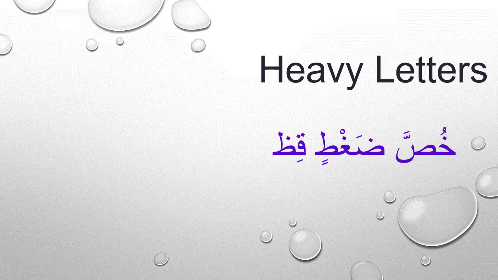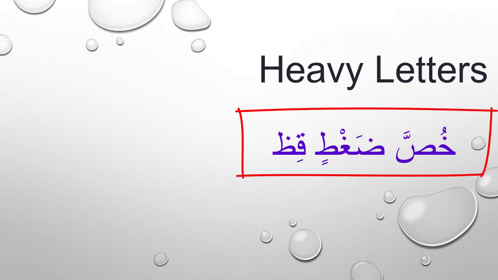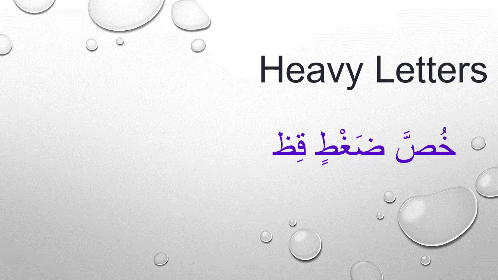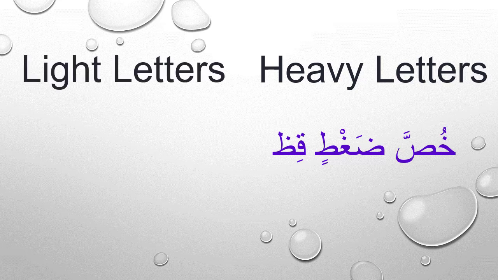And now let me ask you a question. If the letter is not one of خص ضغط قض, one of the heavy letters, does that mean it's one of the other ones? What do you think? And the answer is yes, it is. The letter has to have one of these two qualities, being heavy or light. That also means all other letters but خص ضغط قض are light.